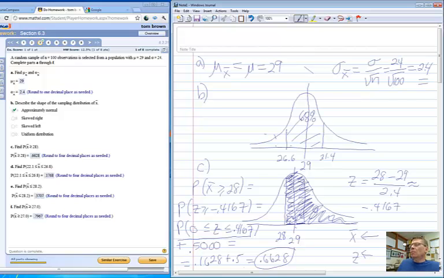So what this tells me is that if I draw a random sample of size 100 from this population, the probability that the mean of that sample will be greater than 28 is approximately 0.6628. Okay. All right.